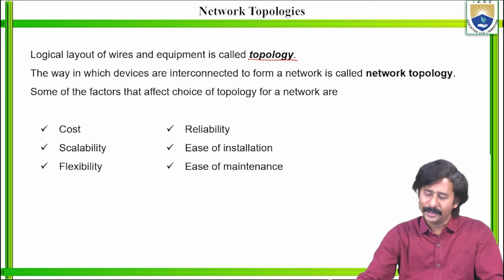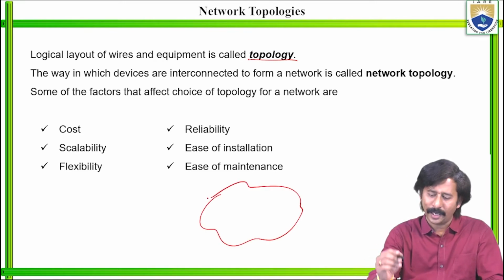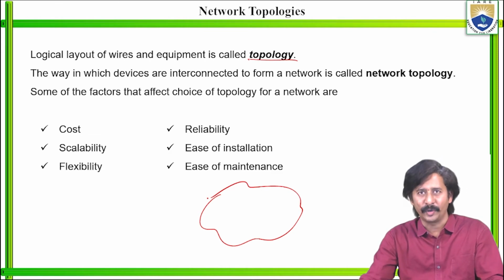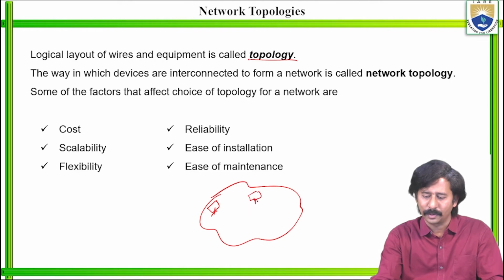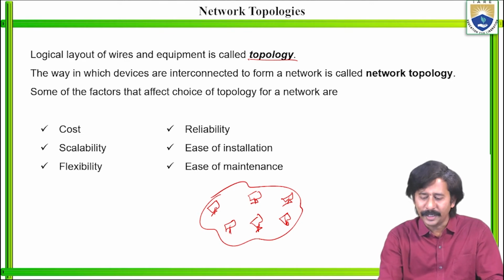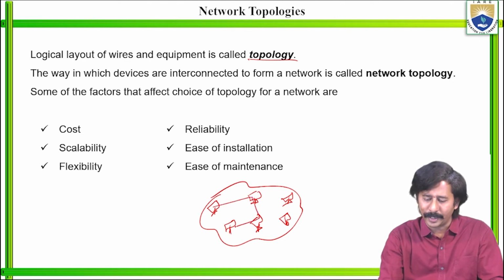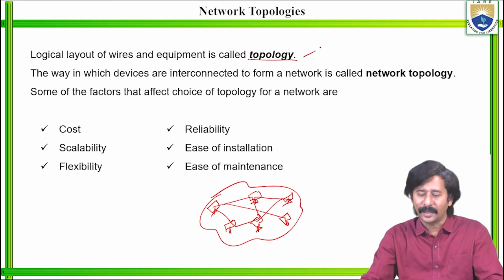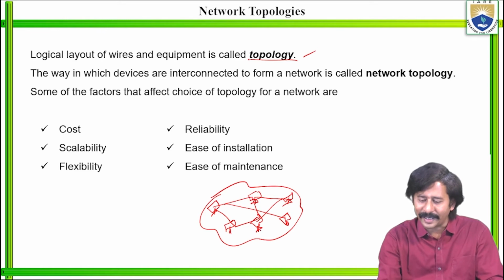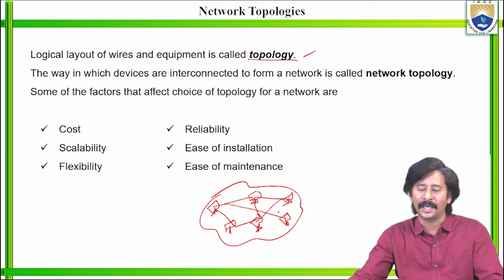Nowadays there is a huge network. For example, if you take the Geo network, there are a number of nodes within that particular region. How these nodes communicate with each other is described by the topology. The way in which the devices are interconnected to form a network is called a network topology.